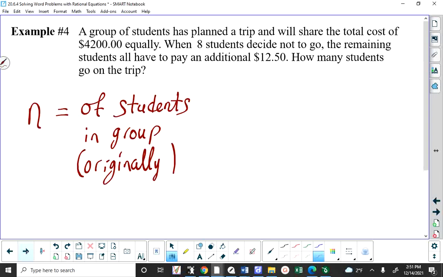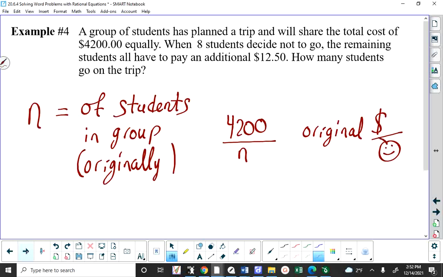But if the total cost is $4,200 and there were 5 students, then how would you figure out how much each student paid? Seamus? Divide 4,200 by 5. What if there were 11 students? Well, you'd divide by 11. Well, what if there's n students? You would take 4,200 over n. So this is the cost originally. This is the original cost per excited math student.